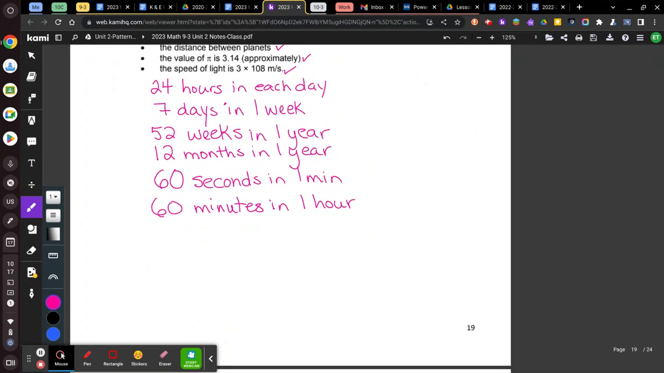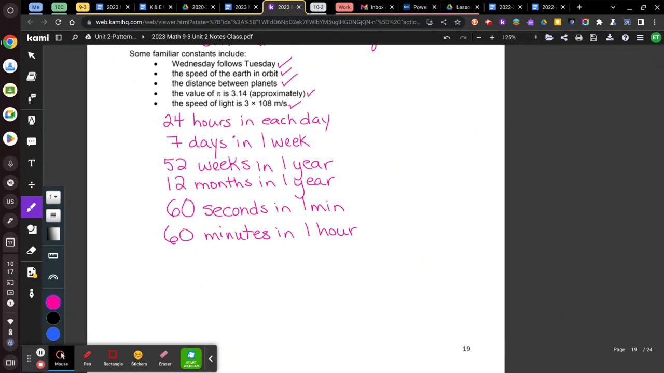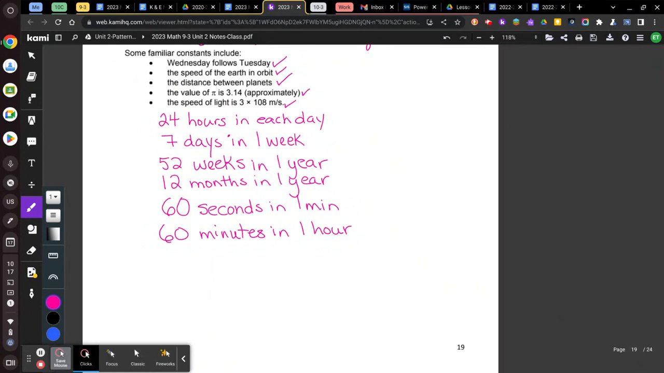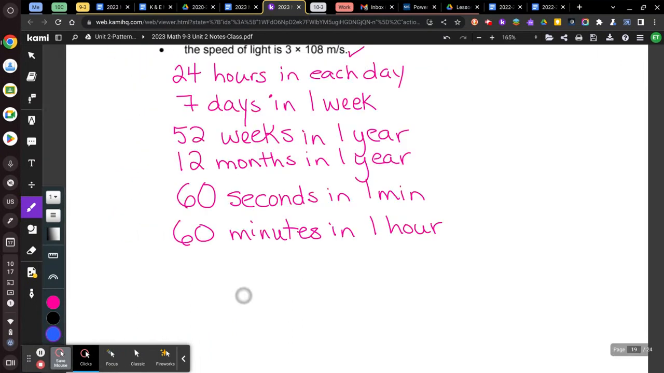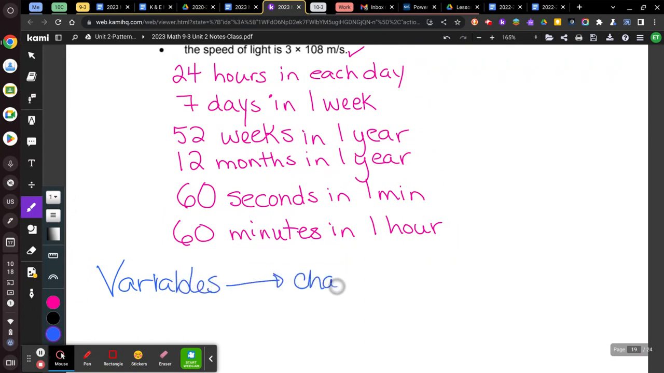And now let's think of some variables that do change. So if we're going to write a few variables, okay, variables. These change. So that's the difference between a constant and a variable. A constant never changes, and variables do change.